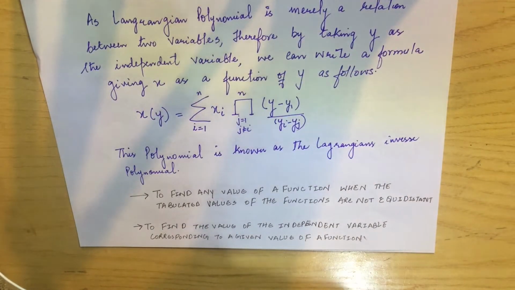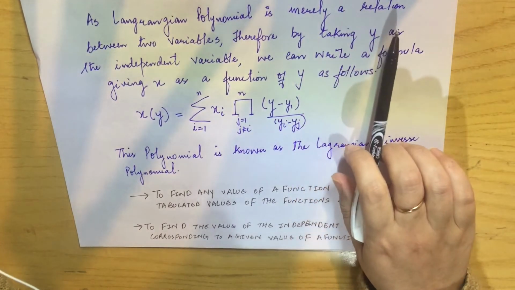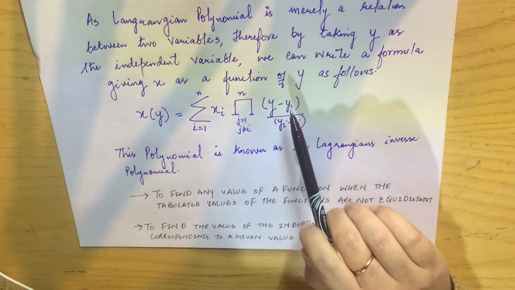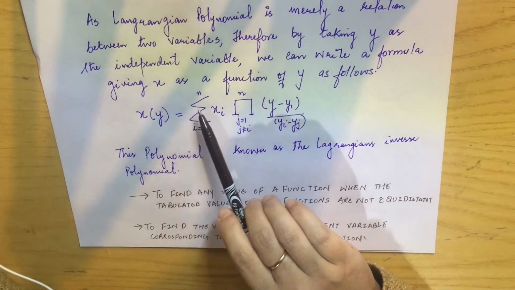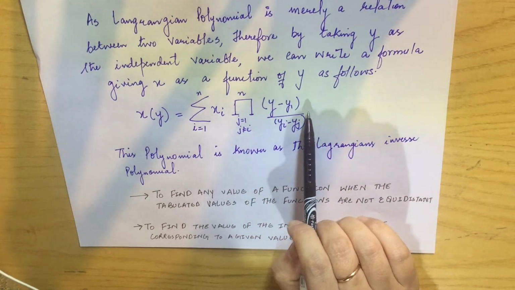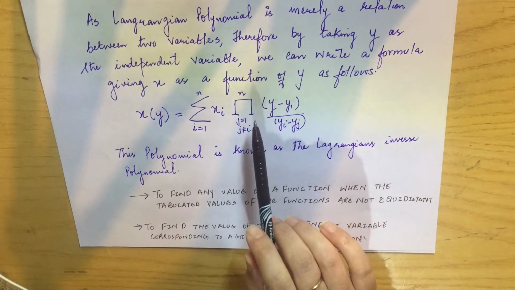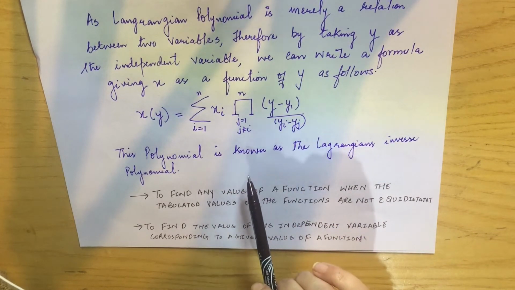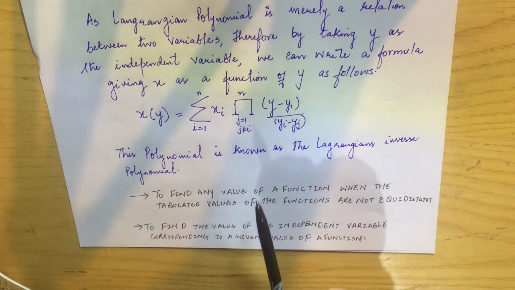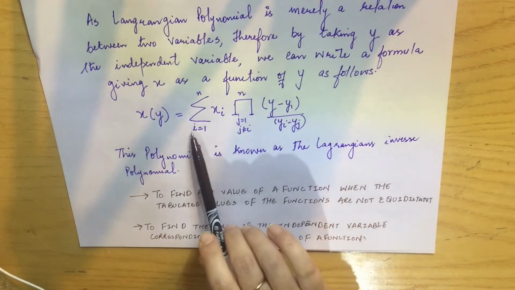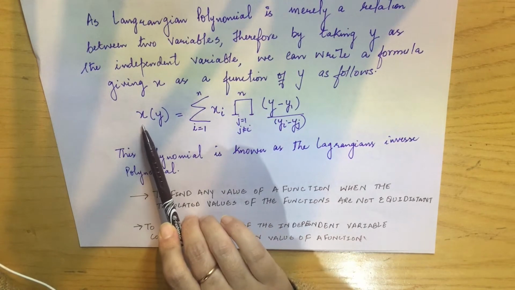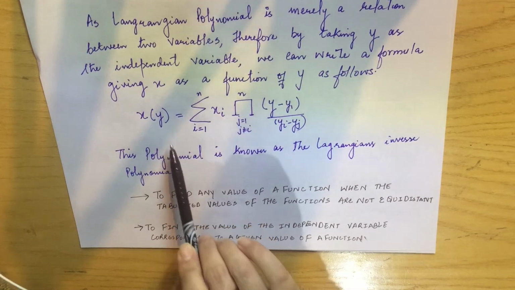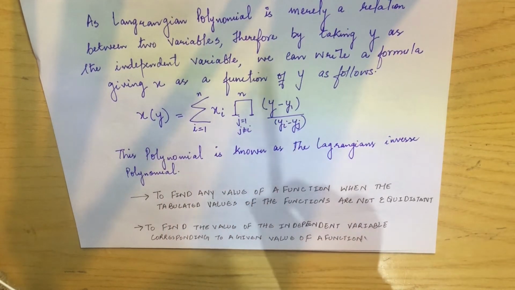Now, as Lagrangian's polynomial is merely the relationship between the two variables, by taking y as the independent variable, we can write the formula giving x as the function of y as follows. If we reverse the thing, taking y as x and x as y, we call that the Lagrangian's inverse polynomial. So this is the formula for Lagrangian's inverse polynomial. We are just placing the value x at the place of y and y at the place of x. That's how we are getting the inverse of the Lagrangian's polynomial.